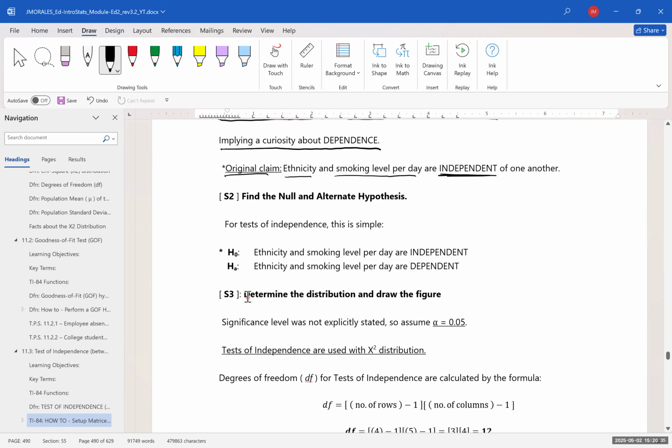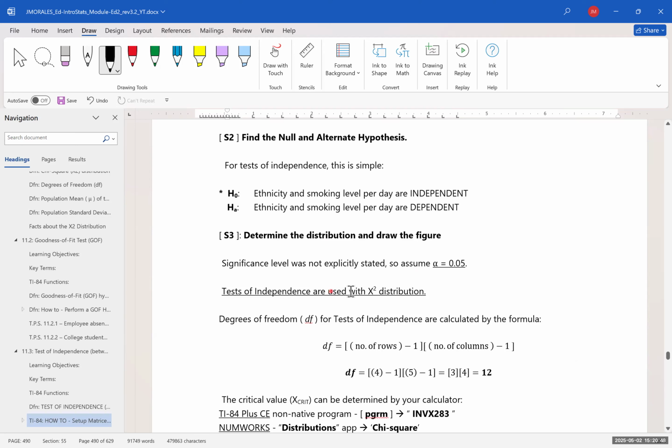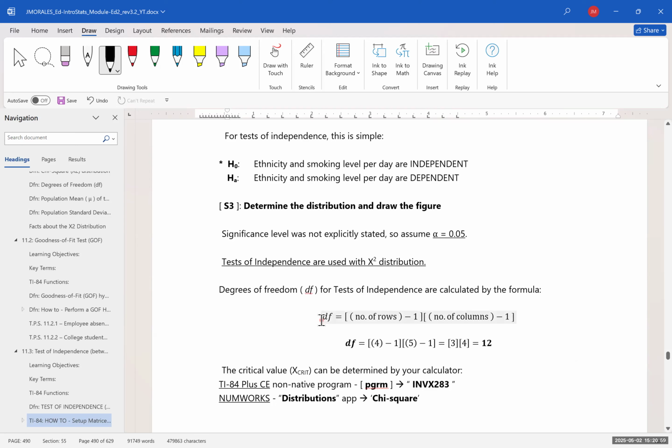Step three, I kind of got this a little bit in reverse, but determine the distribution and draw the figure. So the significance level was not explicitly stated, so we're going to assume a significance level of 5%. Tests of independence are used with a chi-squared distribution. Now, degrees of freedom for tests of independence are calculated using the following formula. So this is different. Degrees of freedom is equal to the number of rows minus 1 times the number of columns minus 1. So remember, we had a 4 by 5 matrix.